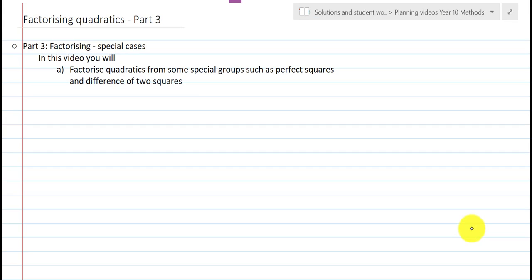And welcome to Factorising Quadratics Part 3, and video 5 of our video series on quadratics. In this case we're going to look at a couple of special cases for you, just so that you recall and you can maybe pull these out and use them to speed up the process of factorising.